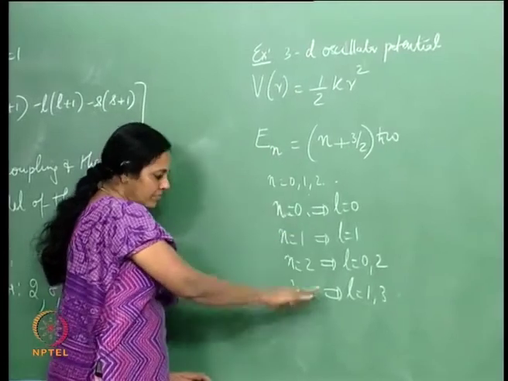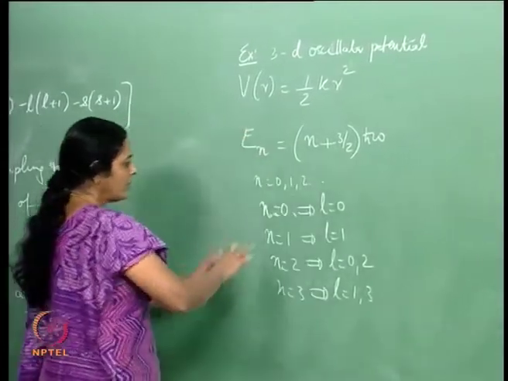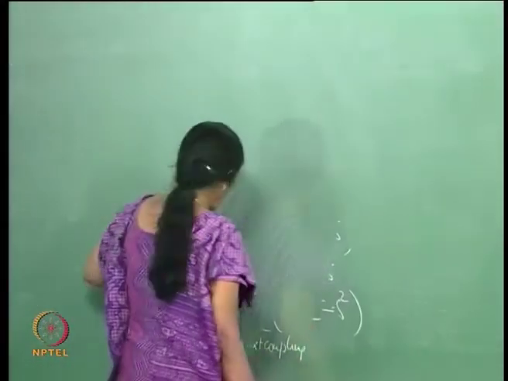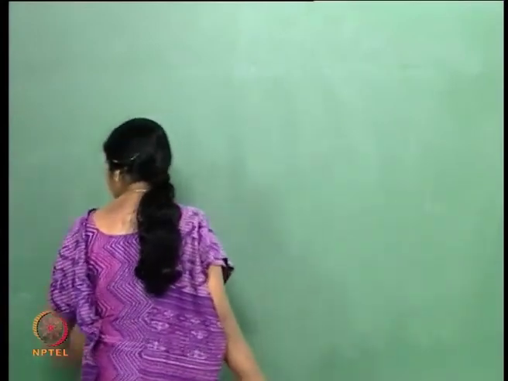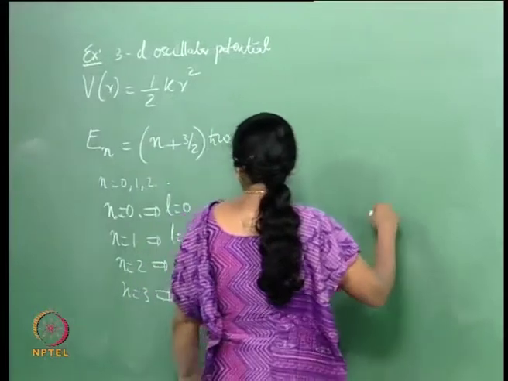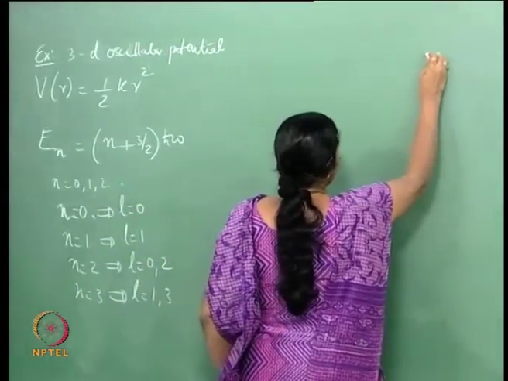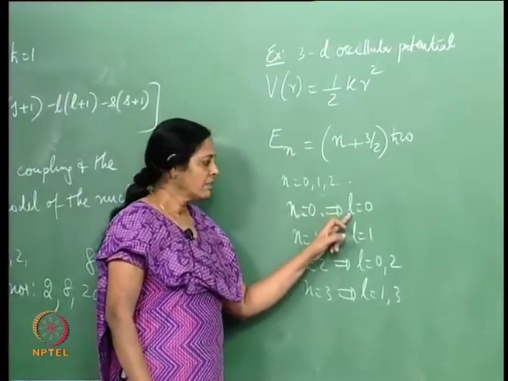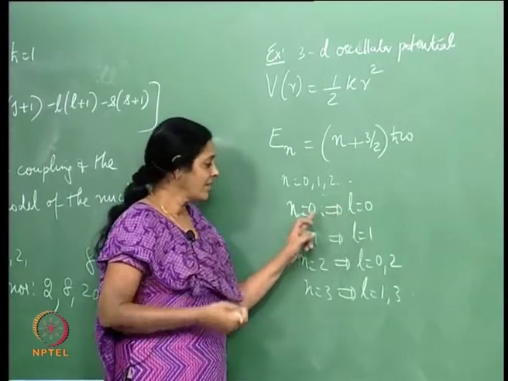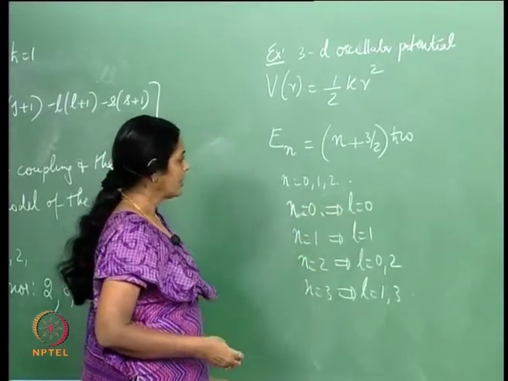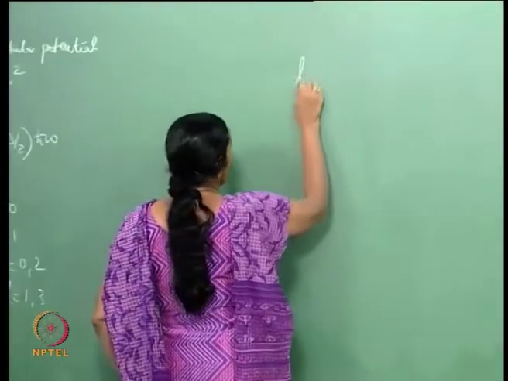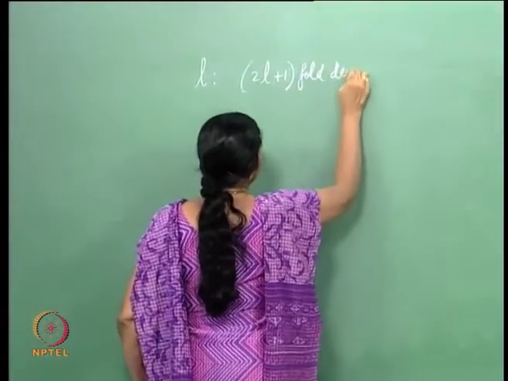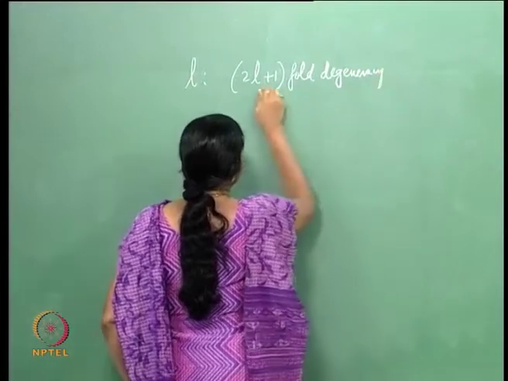I have not proved this, but let's just take this for granted for the moment, because I want to use this to demonstrate the importance of the spin orbit coupling. And here we see the following. What is the degeneracy? N and L are related, but M, the third component, does not play a role at all in this picture. Therefore, for a given value of L, there is a 2L plus 1 fold degeneracy because of M.